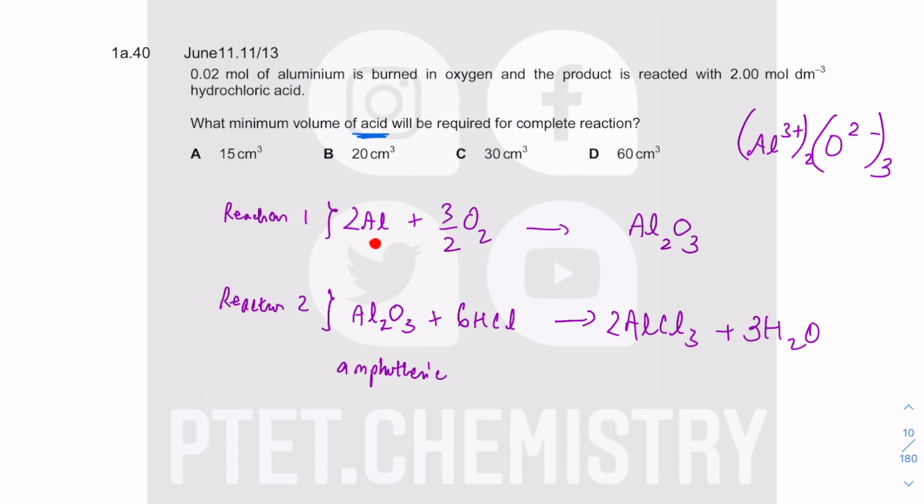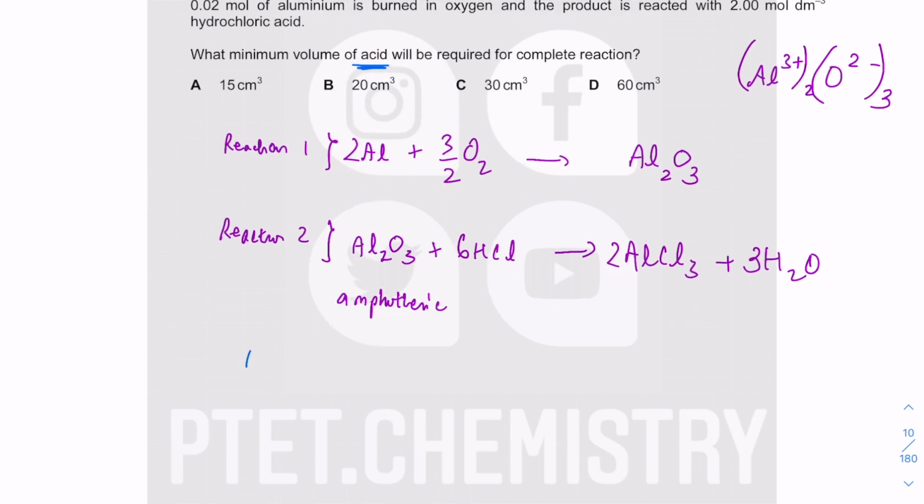So this is the mole of aluminium. You will know the mole of this. If you know the mole of this, then you know how much acid will be required to react. And if you know the concentration of this acid, you can work out the volume of the acid. So the important thing really is compare mole ratio. The aluminium give you the Al2O3. The Al2O3 reacts with HCl.